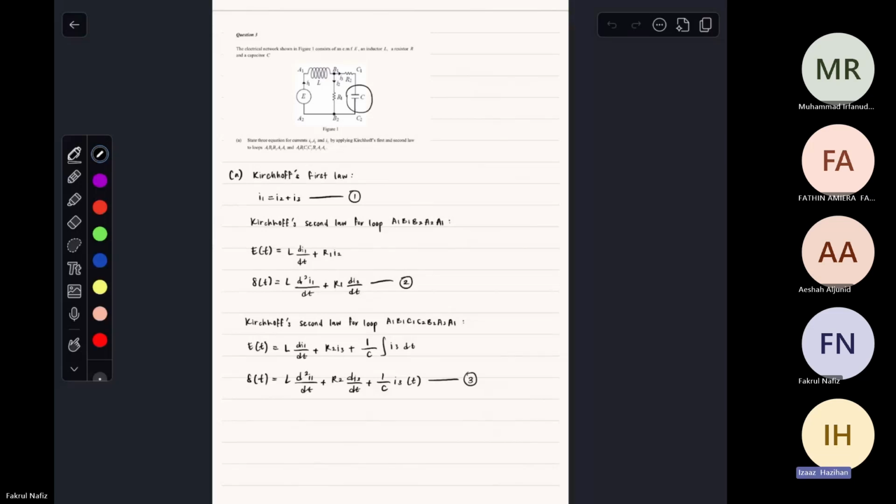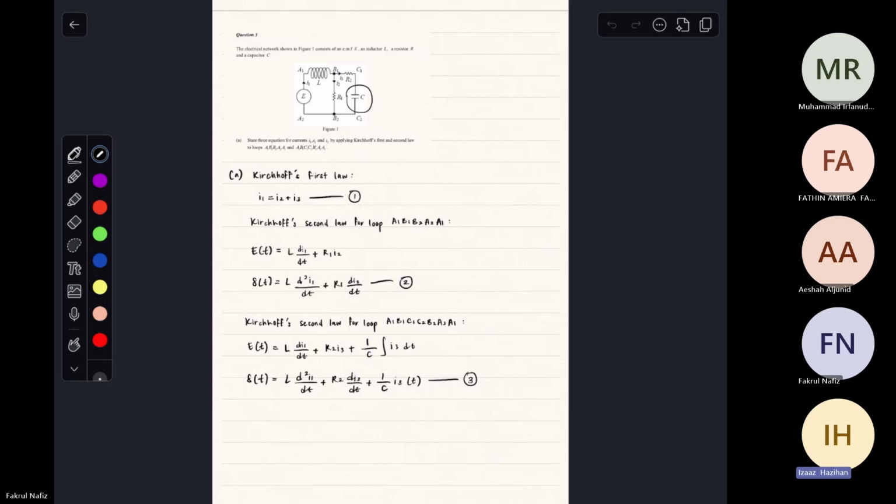So the first step is we need to know what is meant by Kirchhoff's first law and Kirchhoff's second law. Kirchhoff's first law means that the total current going into a node is equal to the total current going out of the node. So when we look at B1, the current going in is I1 and the current going out is I2 plus I3. So we found the first equation: I1 equals I2 plus I3.